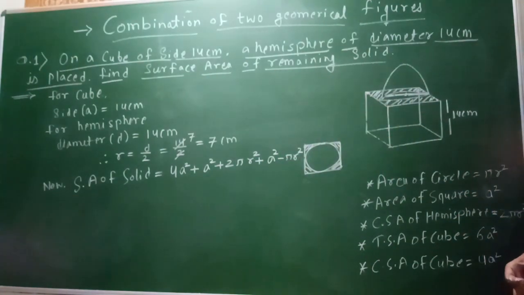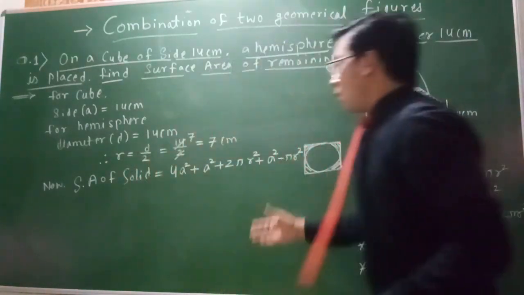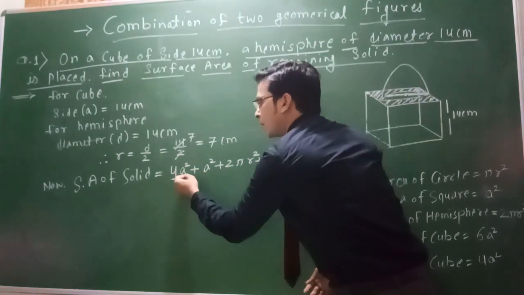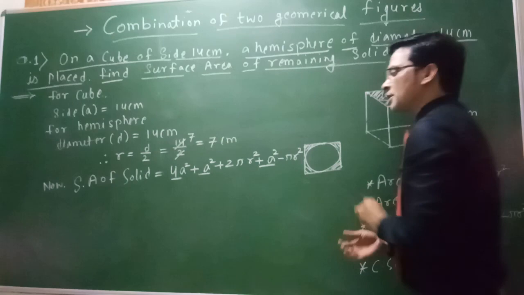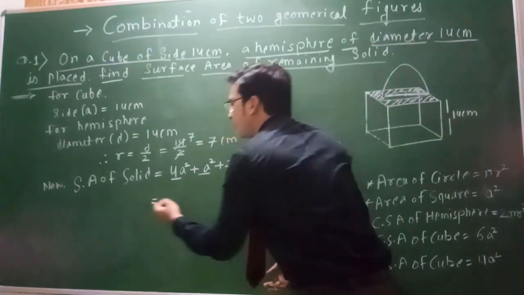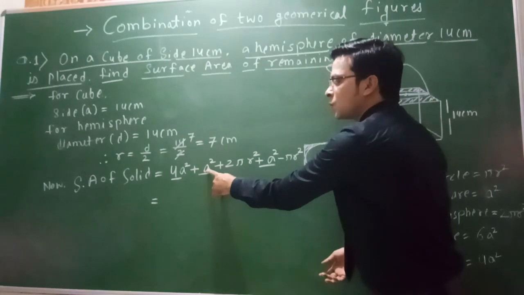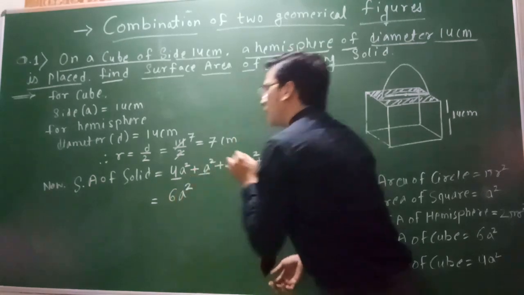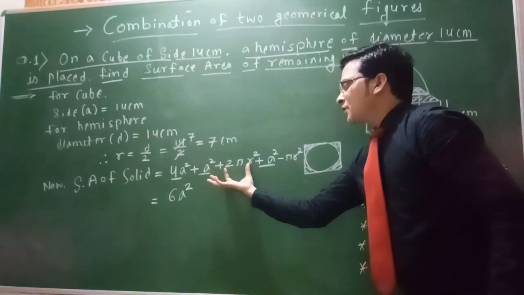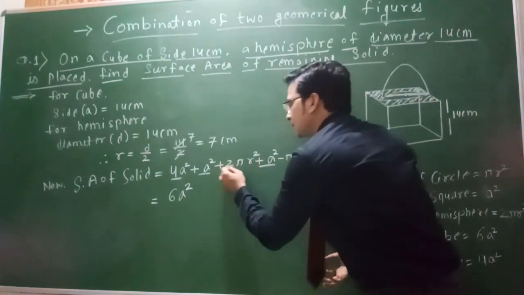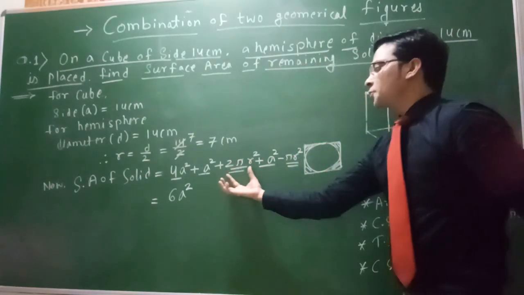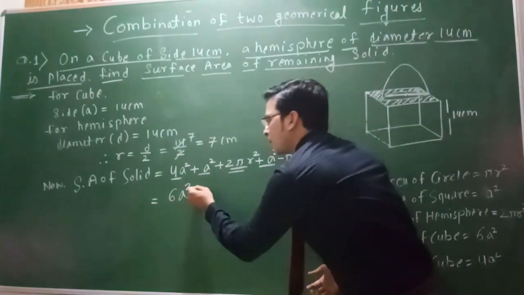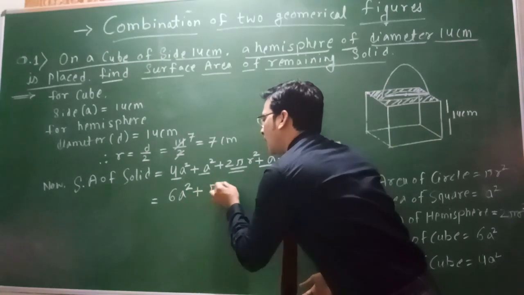Is that clear? After that, what do we have to do? We have to collect the like terms. Here the like terms are 4a square, a square, and also 1a square. If we add them, 4a square plus a square becomes 5a square, and this 5a square plus a square becomes 6a square. The remaining part is 2 pi r square minus pi r square. They are also like terms, so we simplify them too. 2 pi r square minus pi r square becomes 1 time pi r square, so we write plus pi r square.